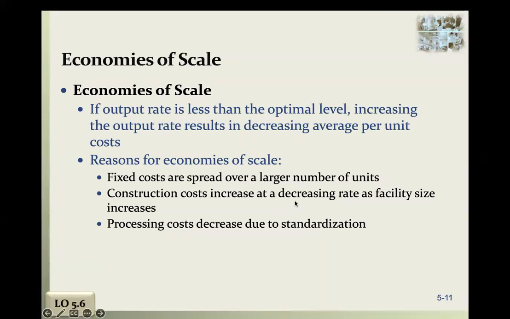Construction cost increases at a decreasing rate as facility size increases, because you just have to do a little bit of expansion rather than building the whole unit from scratch. Processing cost decreases due to standardization. When you are producing something in bulk, there are opportunities for standardization. And when there is standardization, your productivity increases, and when your productivity increases, your capacity would increase. Because standardization means you don't have to worry about individual units. All units are produced in the same way. So that's called standardization.